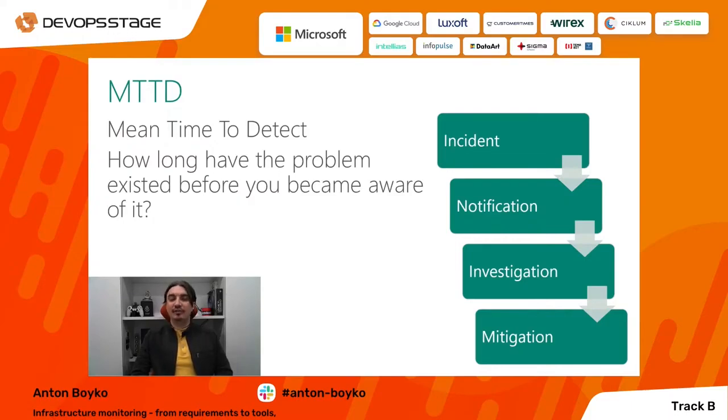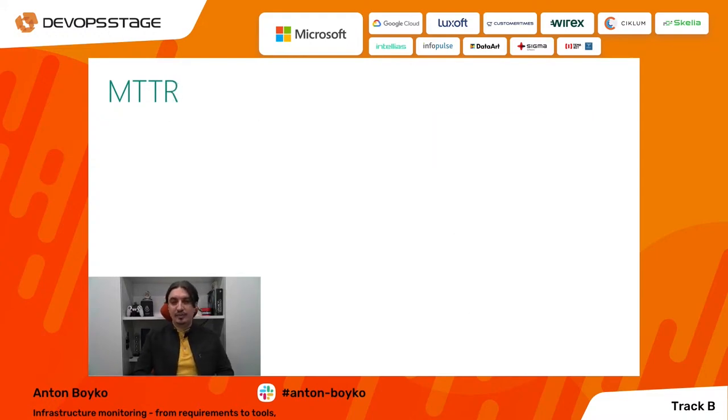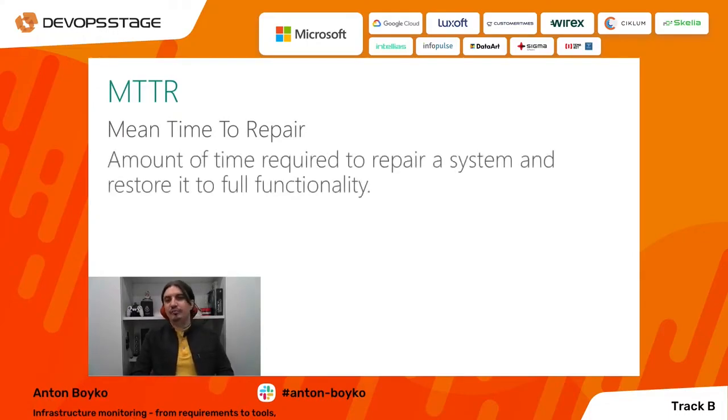You can be notified that your website, for example, is inaccessible, but then where will you start? How will you start your investigation if you don't have any logs, you don't have any metrics, you don't have anything? So a good and decent monitoring solution will help you, first of all, to reduce the gap between the incident and notification, and also it should be able to reduce the time that you need to spend on the investigation.